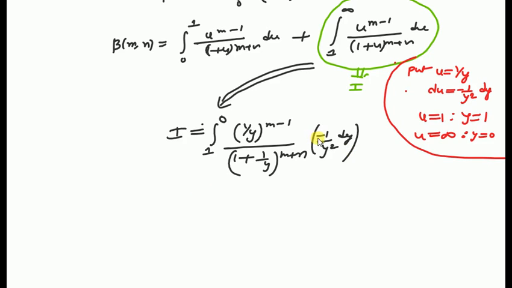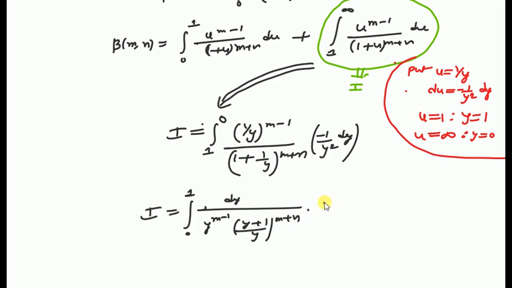Whatever the minus sign will be here, I'll eliminate this minus sign and interchange the limits. So the next step will be I equals, limits interchanged, 0 to 1. Then what will be here? This y will come down, so in the numerator we have dy. Now come to the denominator. This y power m minus 1 will be here. Then here it is (y plus 1 by y) whole power m plus n. Then here it will be 1 by y square.